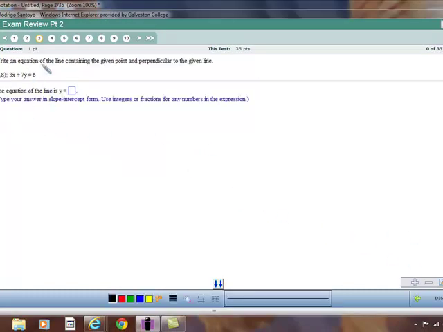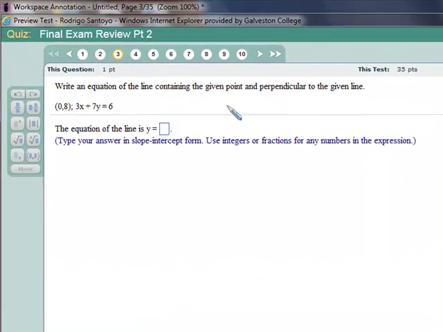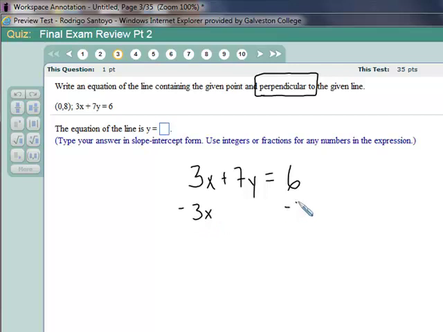The next problem tells us to write an equation of the line containing the given point, and the key term I want to make sure you see is perpendicular, something that people miss all the time. The first thing we need to do is find our slope. How do we find the slope? All we do is get y by itself. We'll first subtract 3x from both sides, so our x's cancel. We'll be left with 7y equals negative 3x plus 6.